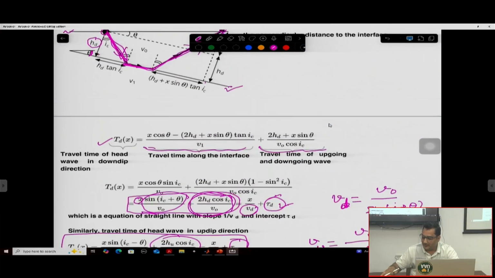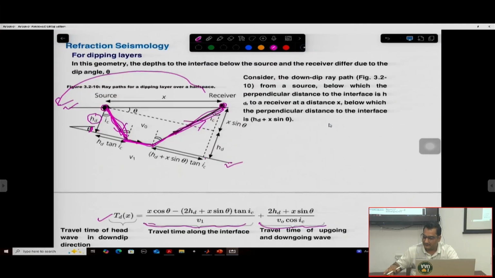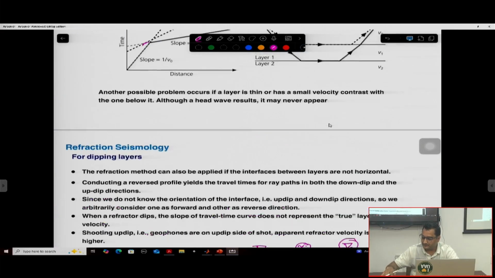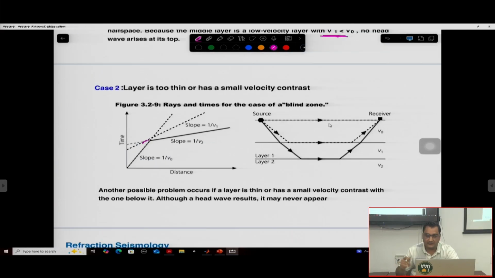So if you compare with the flat earth geometry, just see that again. In the flat layer geometry, you had a head wave that was giving you the true velocity of the layer. But in the case of a dipping interface, you were getting the apparent velocity of the layer. And in both cases, you were able to find out the velocity of the top layer from the slope of the direct wave.